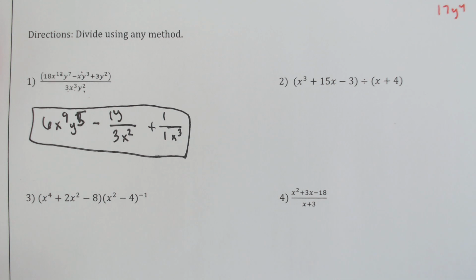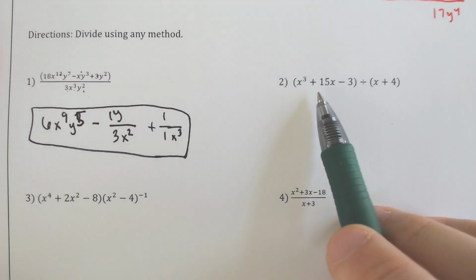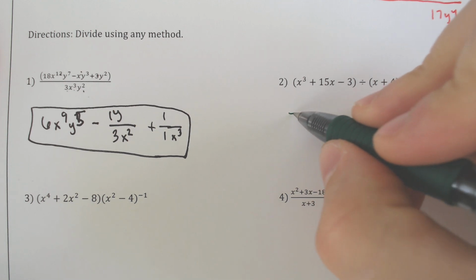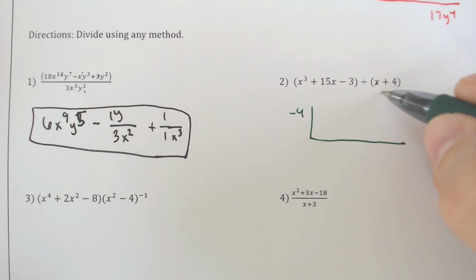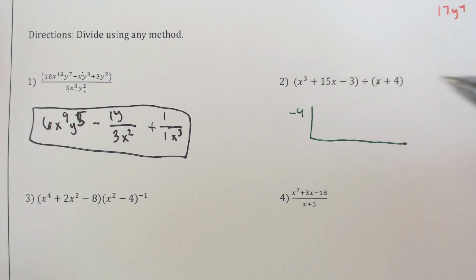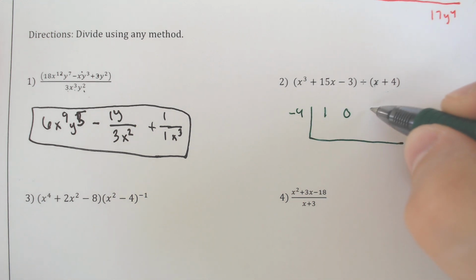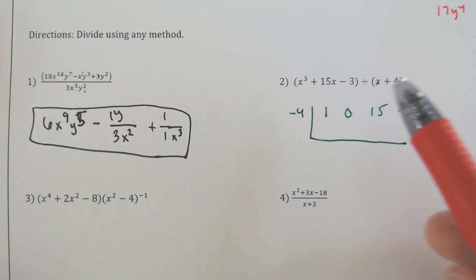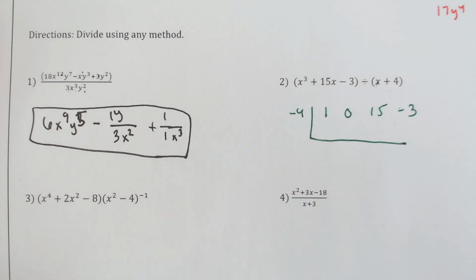Okay, no problem. What about number 2? Well, number 2, you could use long division. Long division will work, but synthetic division is so much faster. And as long as you're dividing by a singular x plus a number or x minus a number, it is the preferred method, by most people at least. Notice how I put in a 0 for the missing x squared.